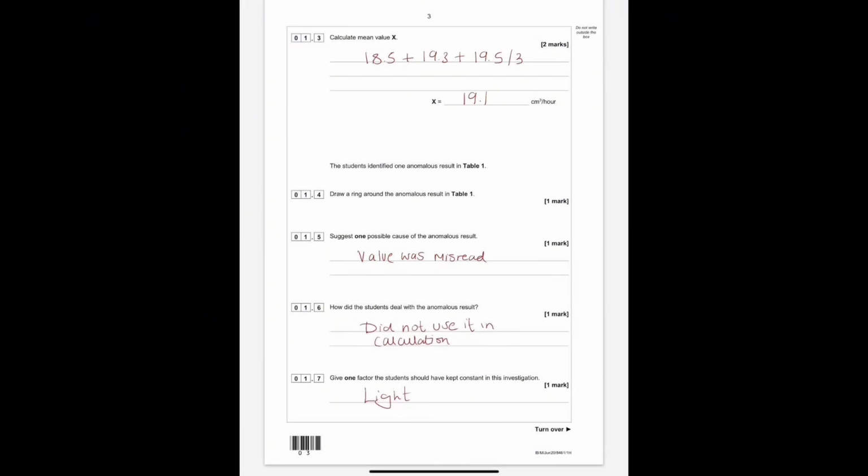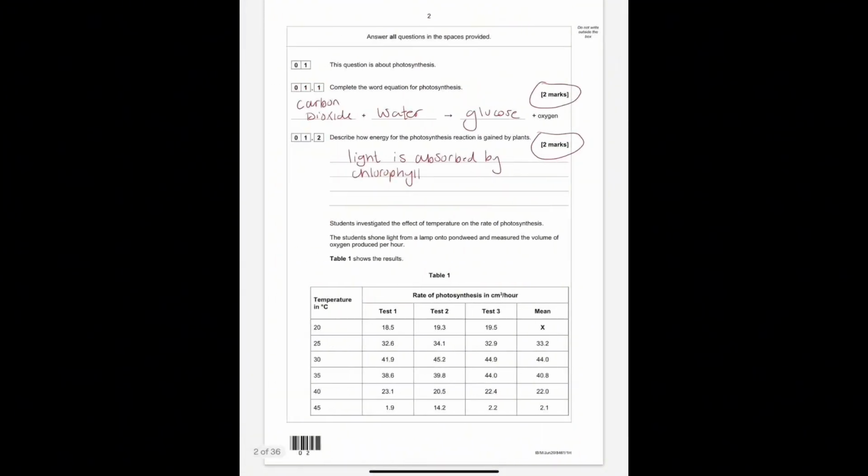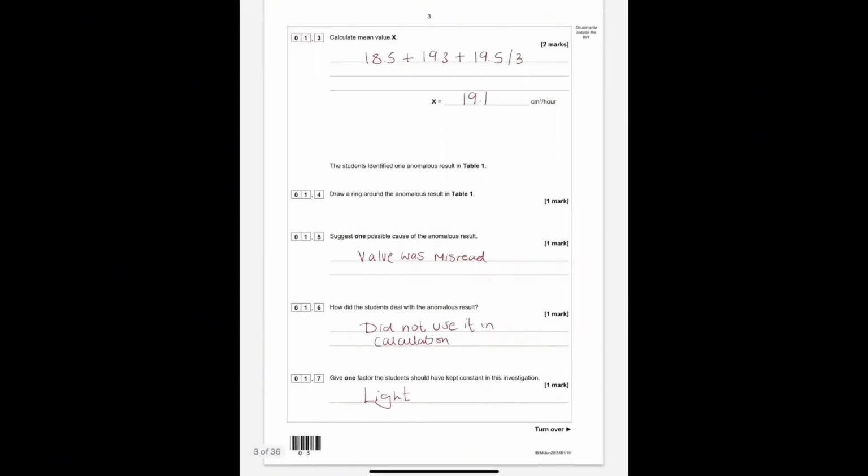Okay, so the answer is going to be 19.1. So I've added 18.5 plus 19.3 plus 19.5 and divided it by 3, and that gave me 19.1, and that is going to be your mean value for X, which is going to be here. So that's 19.1. Okay, next question. Do students identify one anomalous result?